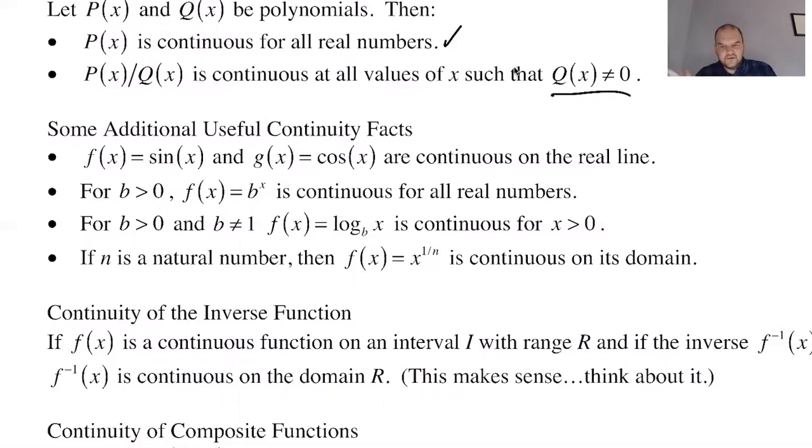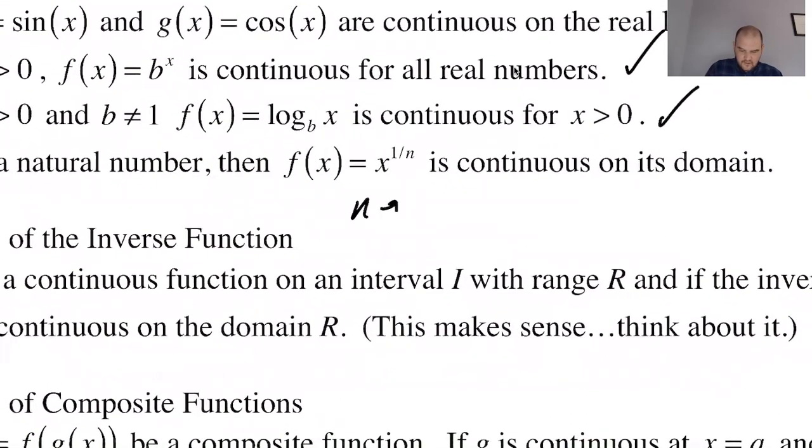All right, getting back to the notes. So these are continuous. Exponentials in general, as long as b is greater than 0, technically b shouldn't be 1, but actually it doesn't matter for these purposes. Exponentials are continuous. If b is greater than 0 and b is not equal to 1, then log base b of x is continuous on its domain, so for x greater than 0. And then if n is a natural number, then f of x equals x to the 1 over n is continuous on its domain. So if n is odd, then that's all reals.